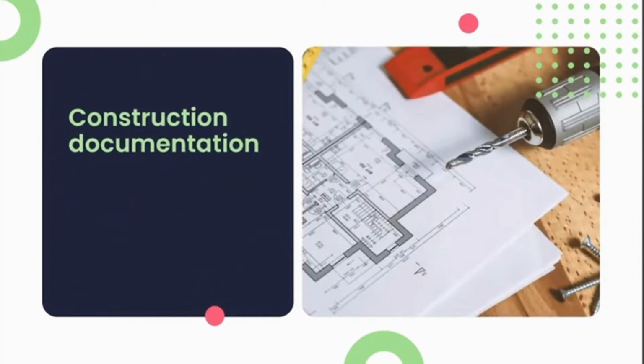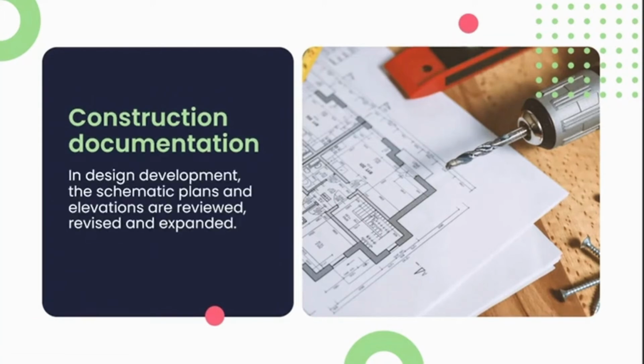Next phase we look at is the construction, development, and documentation phase. This is the point where your designer literally goes from taking the project up in the air or in paper phase right to the project development phase. In the design development phase, the schematic plans and elevations are reviewed and revised and expanded to make sure that we've incorporated all the detail and specifications required for construction.